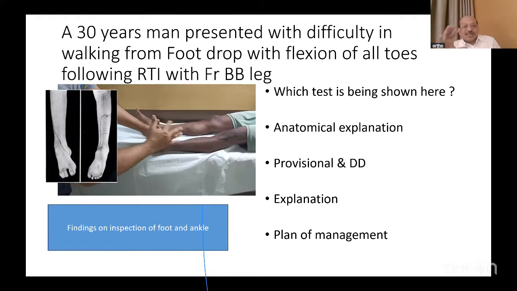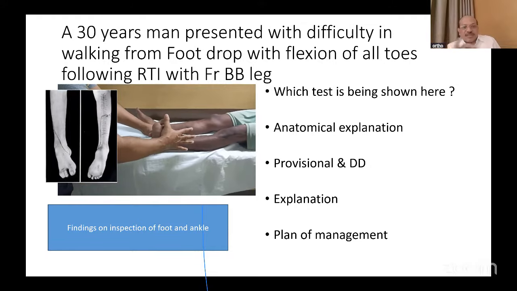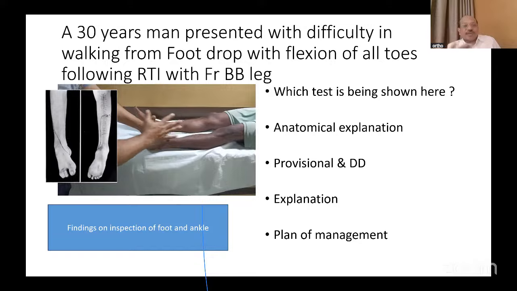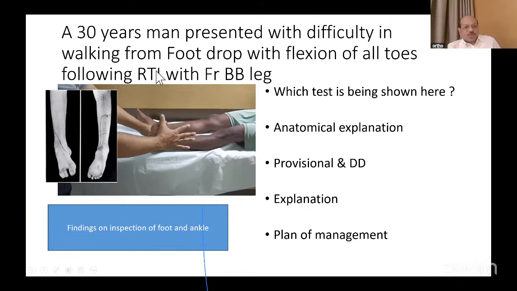So basically it is testing the length of the long toe flexors, which is commonly affected in case of Volkmann ischemic contracture. So this is the Volkmann's test for the foot and ankle. It suggests the fixed length phenomenon. So this is the anatomical explanation.